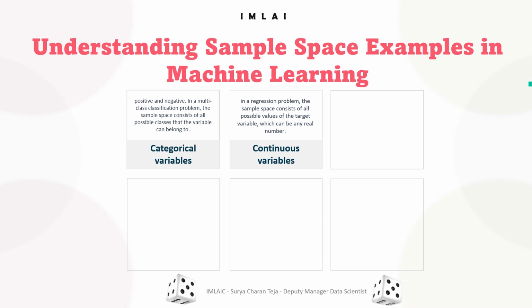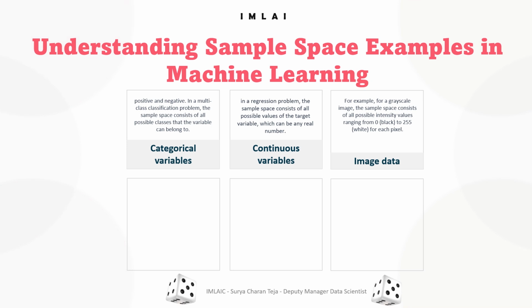Then we have image data, very important when it comes to computer vision. In image data, the sample space consists of all possible pixel values for each pixel in the image. For example, for a grayscale image, the sample space consists of all possible intensity values ranging from 0, which is black, to 255, which is white, for each pixel.